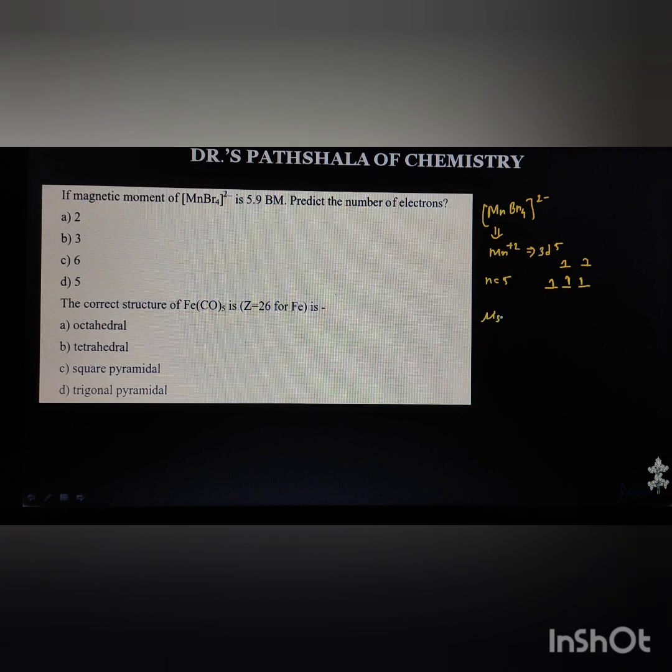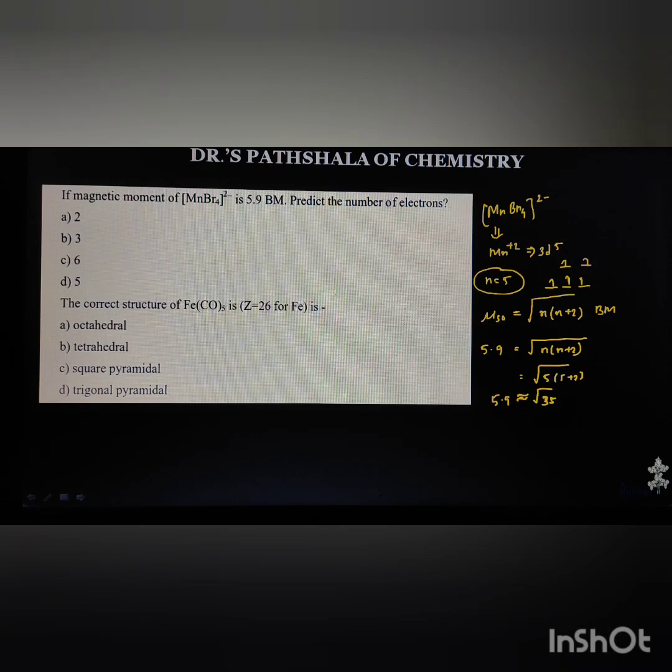The formula of the spin only magnetic moment is equal to under root n into n plus 2 BM. If we put the value 5.9, then we can easily calculate n. Approximately, if we put n equal to 5, then 5 into 7, under root 35, is almost equal to 5.9. That means the unpaired electrons must be n equal to 5 in this case. So the correct answer will be option D.